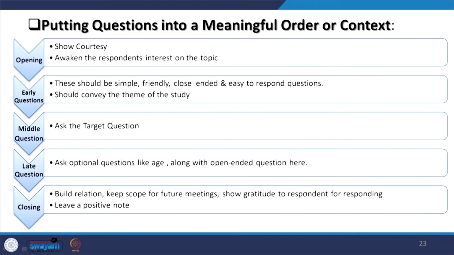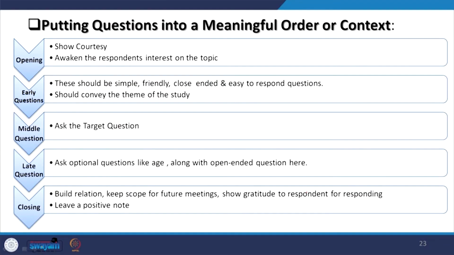First, in a questionnaire design for a better analysis, start with opening questions, then early questions, middle questions, late questions and closing. This order must be followed in a questionnaire design. Opening questions must show courtesy to the respondent. The respondent must be convinced by your behavior. So, awaken the respondent's interest in the particular topic.